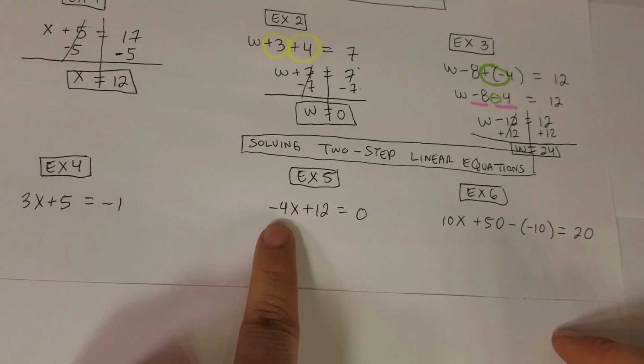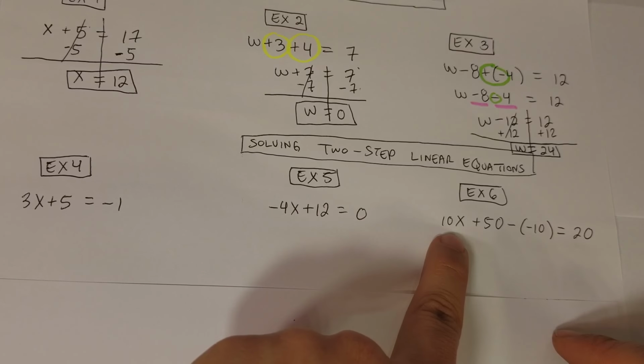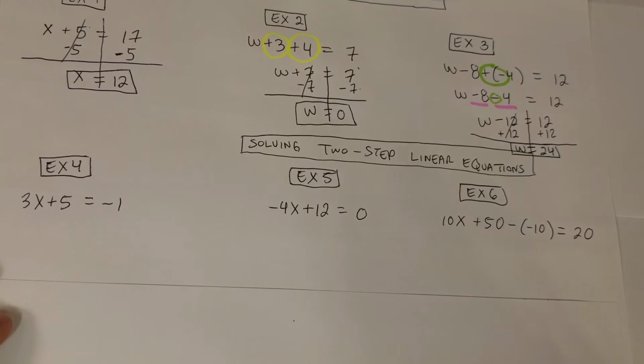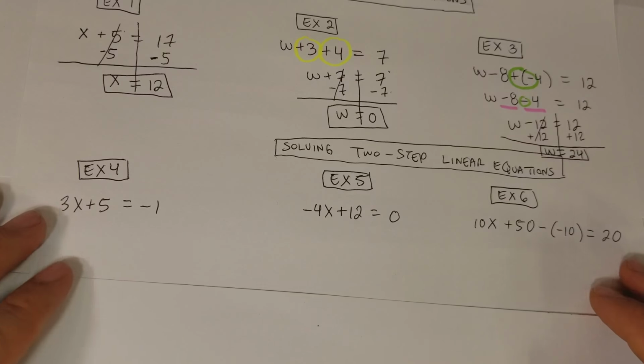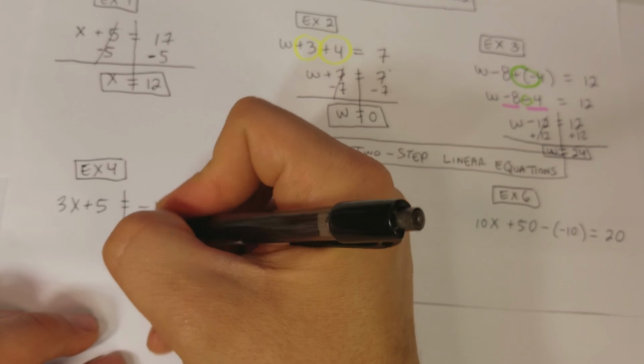This means negative 4 multiplied by x, this means 10 multiplied by x. So we have to keep that in mind. So we're going to use the same method, try to solve it, right? So we do the vertical wall for example number 4.